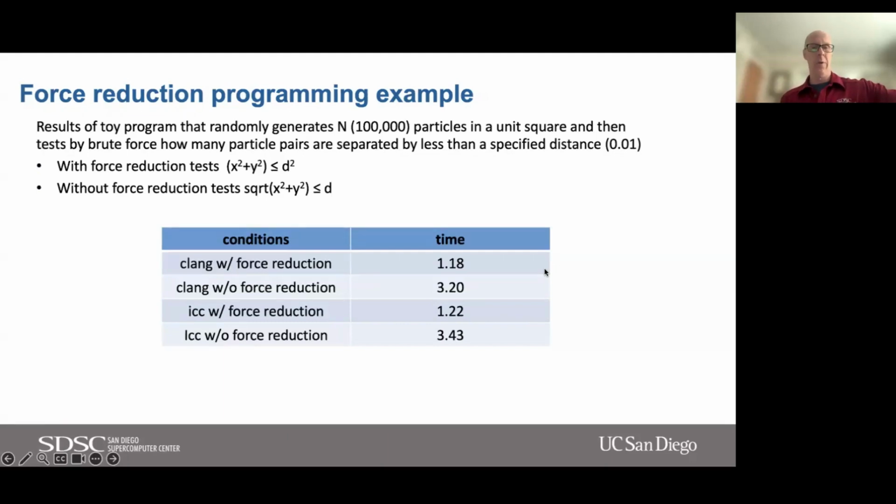And getting a little short on time, but here's an example where we're able to do a force reduction. Instead of comparing the square root of x squared plus y squared to a constant, we compared x squared plus y squared to that constant squared. This example is also available in the GitHub repos.